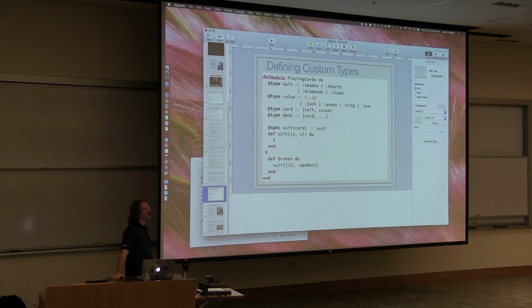Yep. What if your data is coming from the input? How does Dialyzer handle runtime input? Or is that one of the errors you can't check?